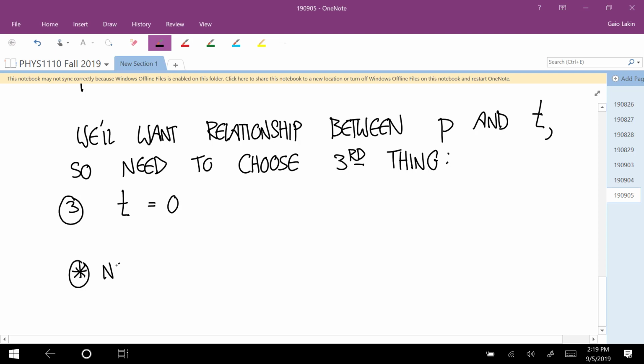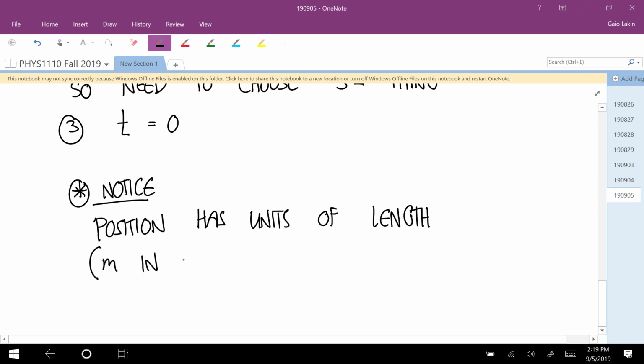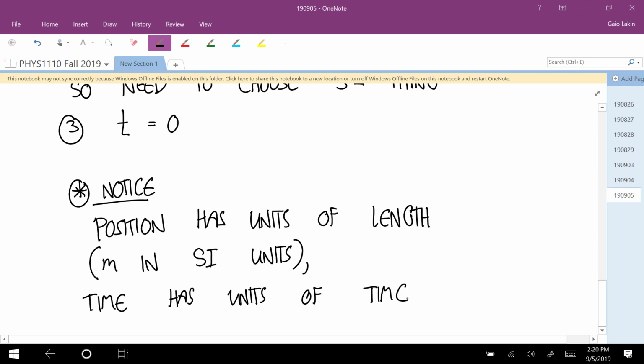As far as units, notice that position has units of length. And that's meters in SI units. And time has units of time. Makes sense. And in SI units, that's seconds.